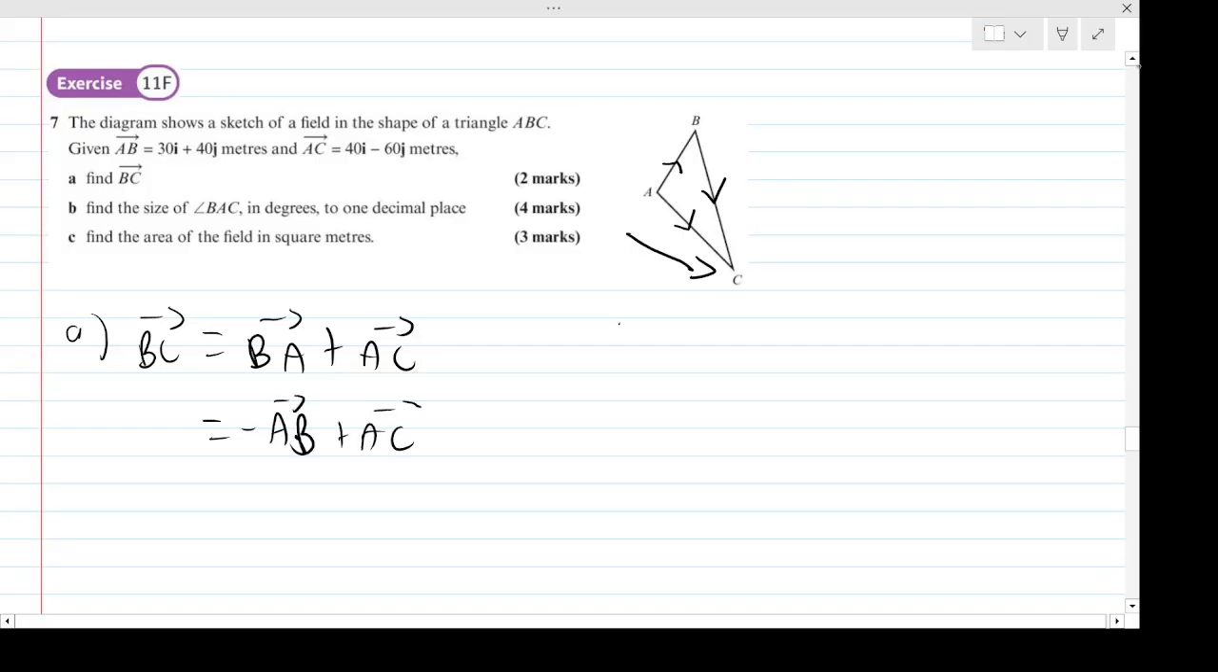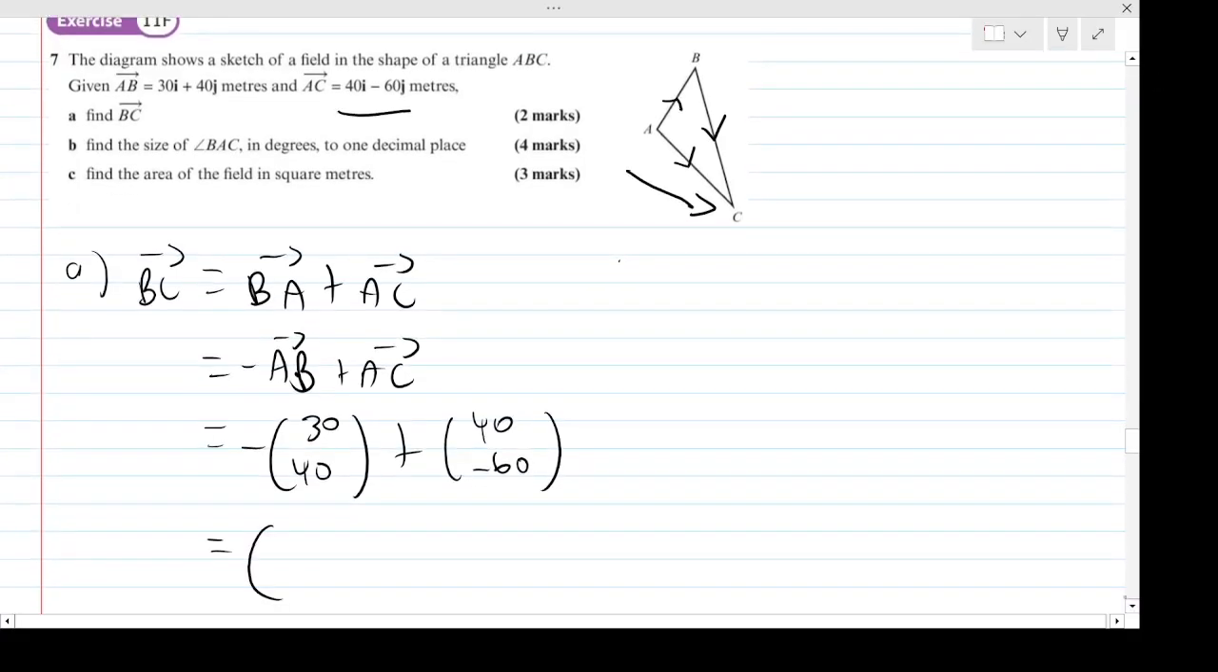Add AC. And then AB, well, we know that AB is 30i and 40j, so negative AB is minus lots of 30 and 40. Remember, we can convert to column notation with i and j. Then AC is the vector 40i minus 60j, so 40, minus 60. So if we add these vectors, we get minus 30 add 40 to be plus 10, minus 40 minus 60 to be minus 100. I guess it doesn't say, so we'll be fine leaving it as a column because it doesn't specify what the answer needs to be in. But in terms of i and j, this will then be 10i minus 100j.